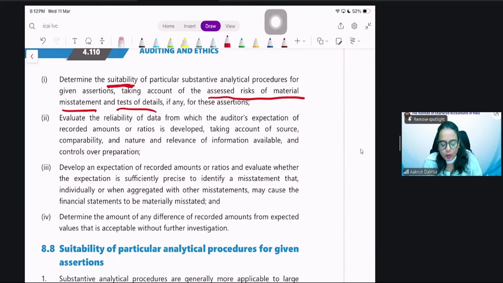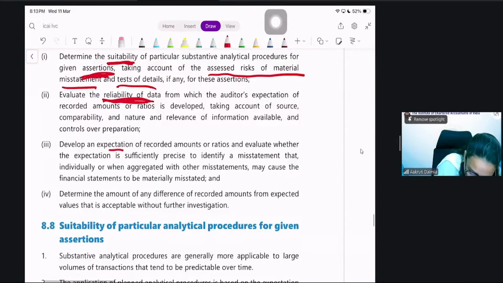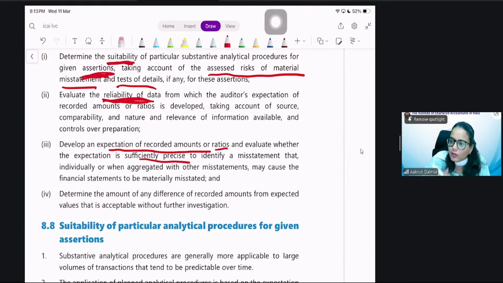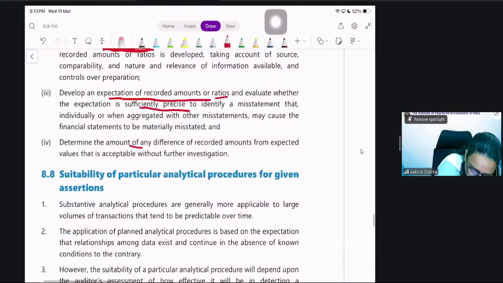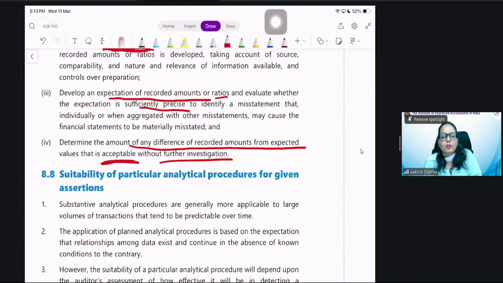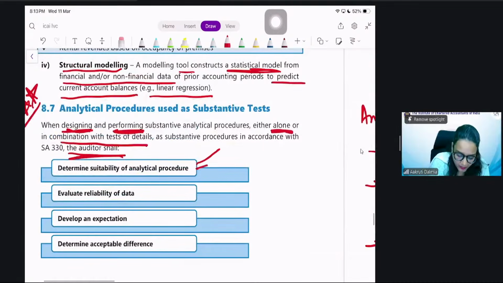So how much risk you have found, decide as per that whether for the assertions you can use this or not, whether it is suitable or not. Decide the reliability of data. We'll study this more. Develop an expectation of recorded amounts or ratios and evaluate whether the expectation is sufficiently precise to identify. This again, we will study more. And determine how much difference between recorded and expected amount is acceptable without further investigation. How much can you accept without further investigation? Now, each of these has a separate answer.